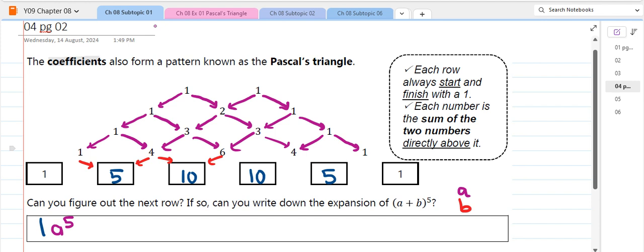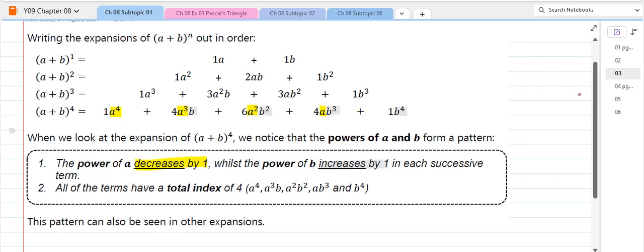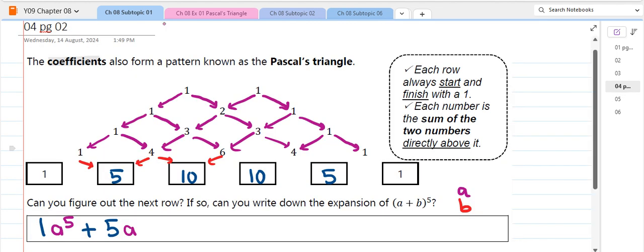But B does not exist yet. So B here is B to the power of 0 actually. And then as we continue to the next term, the second number in the fifth row is a 5. So it is a 5. And then the power of A will be decreasing based on this fact over here. So the power of A decreases by 1, while the power of B increases by 1. So here, A to be A to the power of 4, and then B will be B to the power of 1.